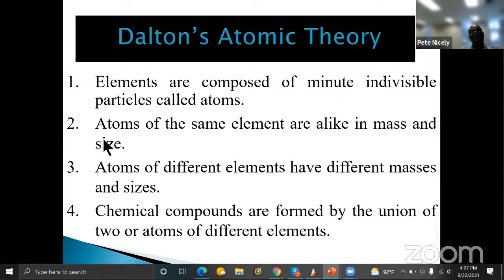The second assumption is that atoms of the same element are alike in mass and size. The third assumption is that atoms of different elements have different masses and sizes. So basically, what this is saying is that if you could actually see the atoms, they will look identical. They will have the same mass and the same volume. But in the case of the third assumption, if you compare atoms of different elements, they will look different. They will have different masses and different sizes. The fourth assumption is that chemical compounds are formed by the union of two or more atoms of different elements.